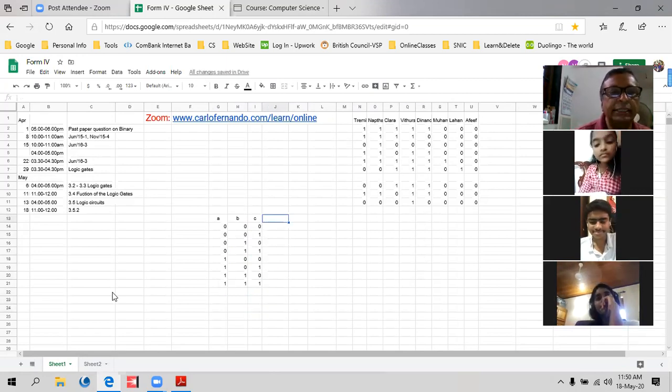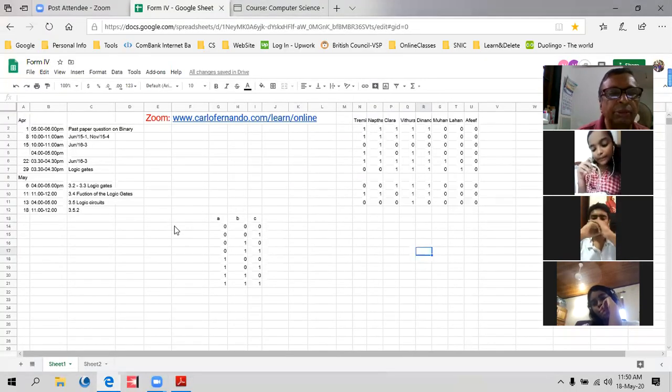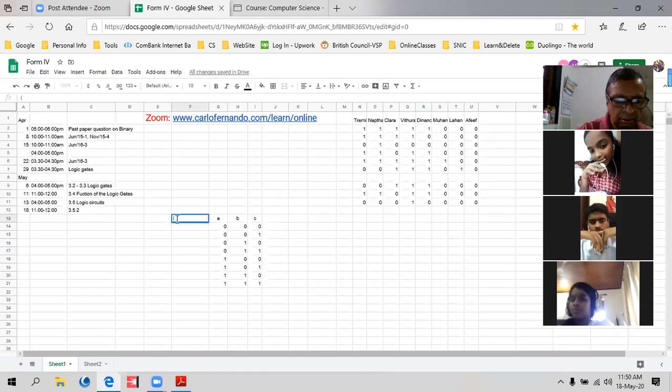So now the next one. Let's see whether you can tell me without looking: what is A dot B bar, in brackets? A dot B bar, then plus B dot C bar, C bar.